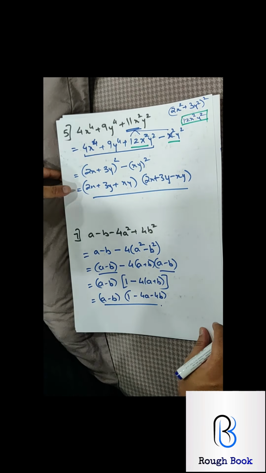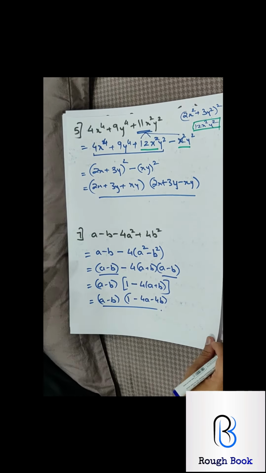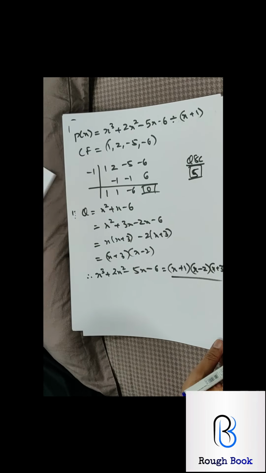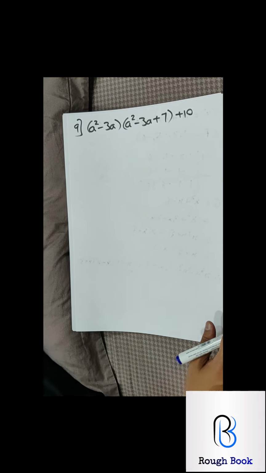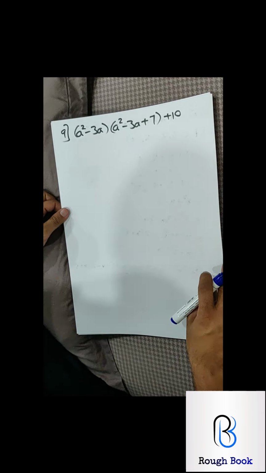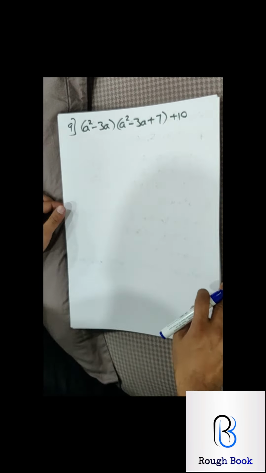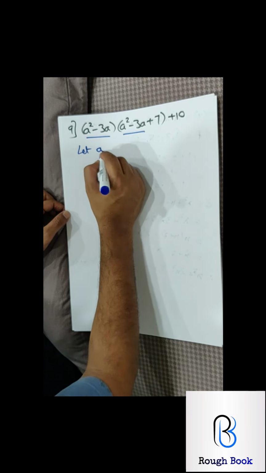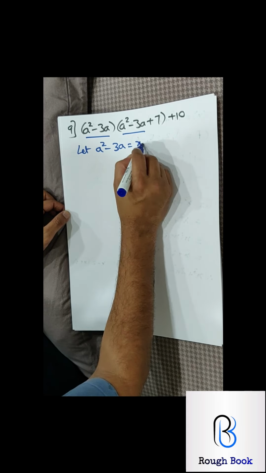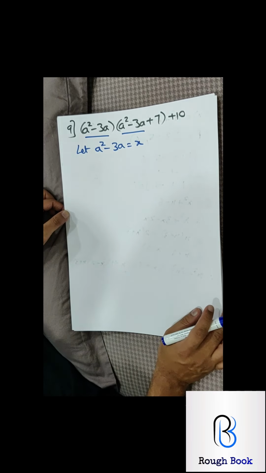How many of you have got this on their own? Yeah, that's good. Let's go to the next one. I want you to try sum number 9. So sum number 9, we've done this type also before. I'm sure you will be able to manage. You can clearly see this and this same. So I can say let a square minus 3a be x. Come on, take it forward, pause the video, solve.